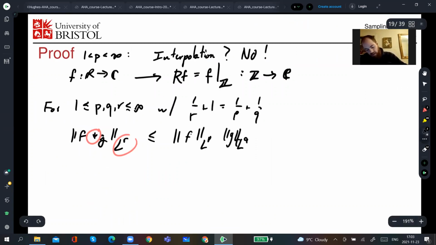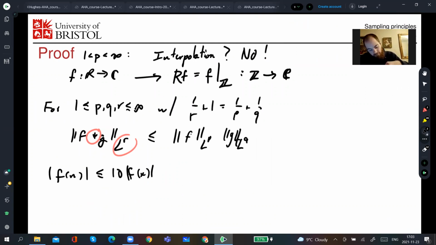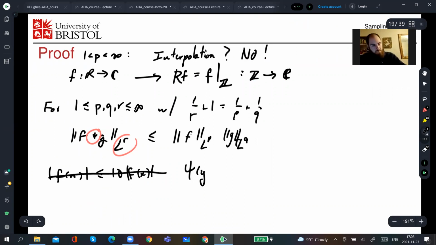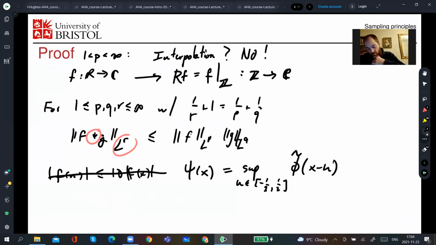I said before that trying to prove something like f of n is at most 10 f of x, where n is the integer that x rounds to, is going to fail. But we can do something else. We can define a function psi of x as the sup over u in -1/2 to 1/2 of the absolute value of phi tilde of x minus u.